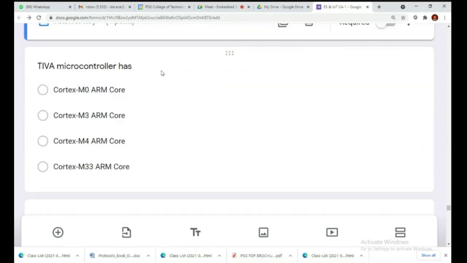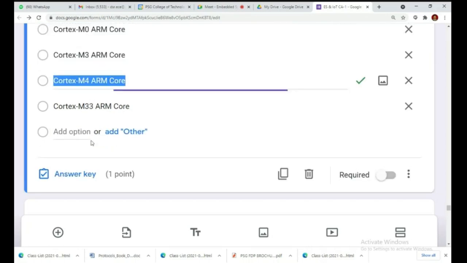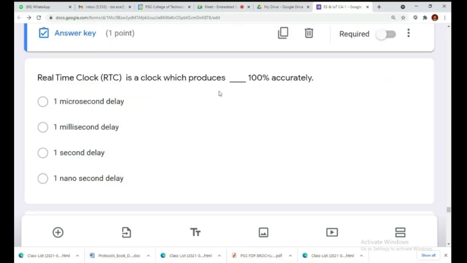TIVA microcontroller has Cortex M4 ARM core. TIVA is a Texas Instruments microcontroller which has ARM Cortex M4 inside. That's very interesting, right? ARM Cortex M4.